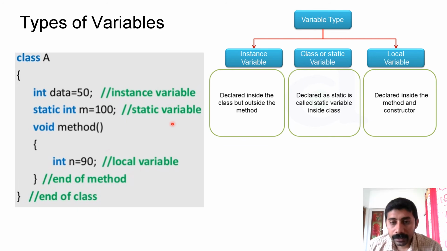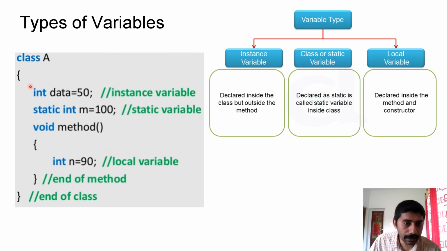Let us see the types of variables. In Java, there are three types of variables. First one is instance variable. They are the member variables declared in a class. Static or class variables are the member variables declared with the static keyword prefix. And local variables are the variables declared within constructors or methods.